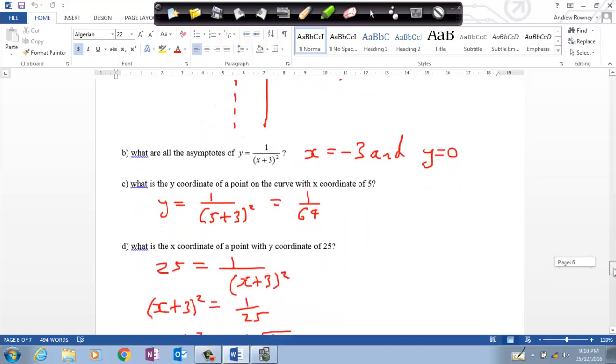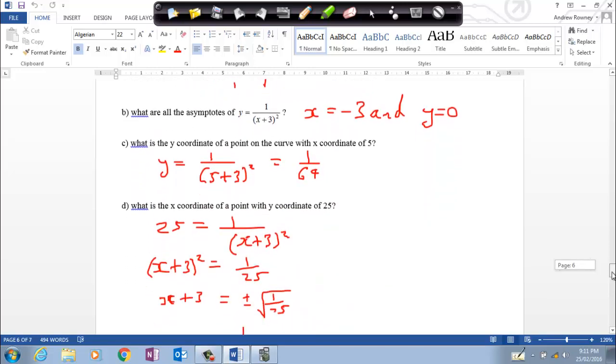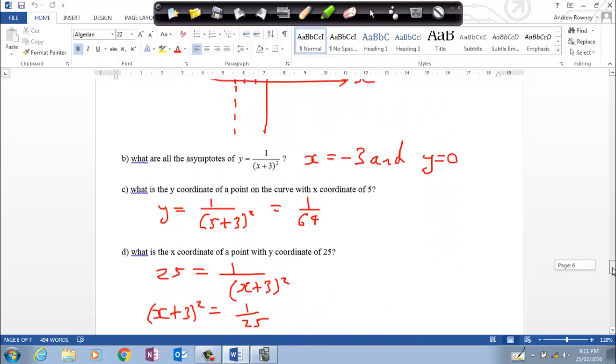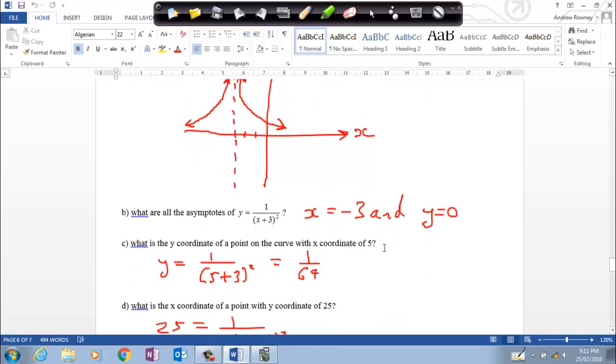What are all the asymptotes? Well, there's 2. There's the vertical line, that's x equals -3, and there's the horizontal line, y equals 0. What is the y coordinate of a point on the curve with x coordinate of 5? Well, if you've got an x coordinate of 5, you need to put 5 in where x is. So that'll be 8 squared, so it's 1 on 64. So the y coordinate is 1 on 64.